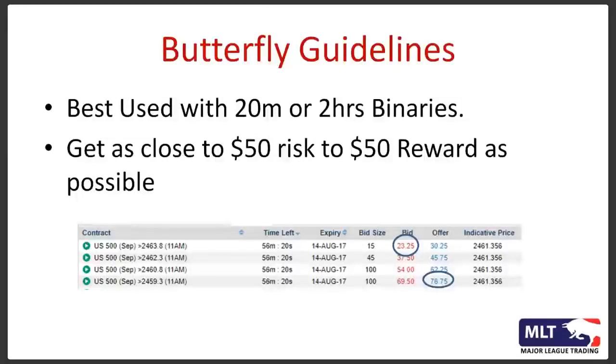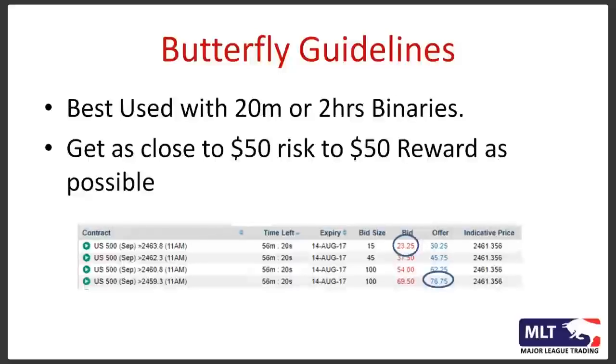Now, try to get as close to 50 risk, 50 reward as possible. Sometimes you can squeak it out a little bit better. In this case, I bought the bottom one for 76.75, so it's not right on 75. And then again, selling the top side for 23.25. Is it perfect? No. Is it close? Yeah, absolutely. It's fine, right? So that's what I was looking for in this case.